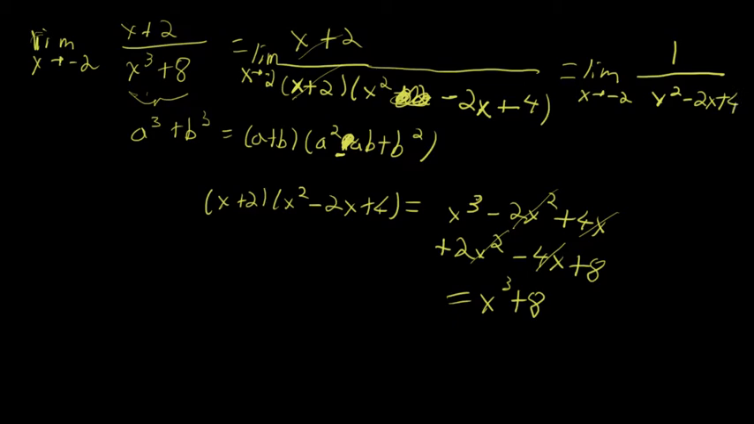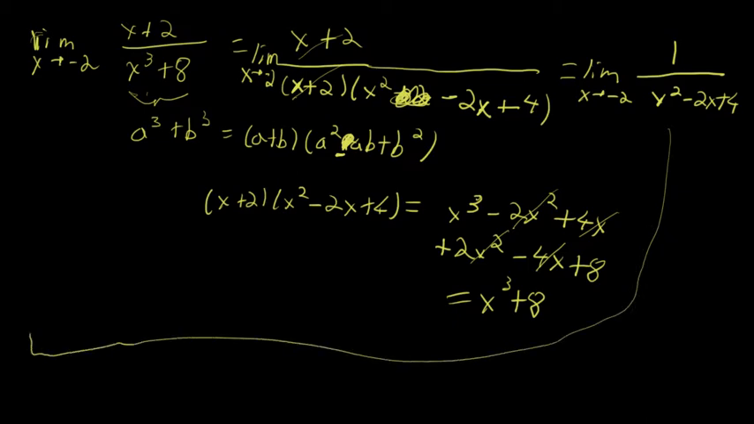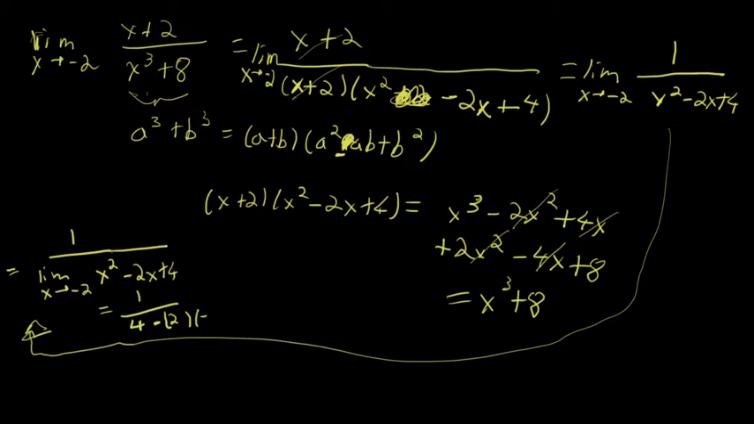I'm going to continue that work down here. Well, I guess I'll draw an arrow, like so. And that's the same thing. Remember that the limit of 1 over something is the same thing as 1 over the limit of that something. So the limit as x tends to negative 2 of x squared minus 2x plus 4. And what's this limit? Well, negative 2 squared is positive 4. So we have minus 2 times negative 2, and then plus 4. So we have 1 over 4 plus 4, and then plus another 4, which is 1/12.